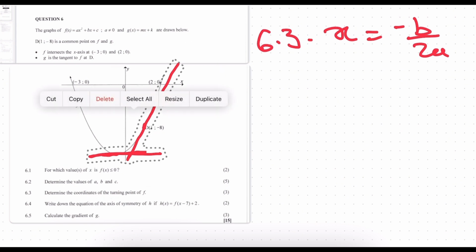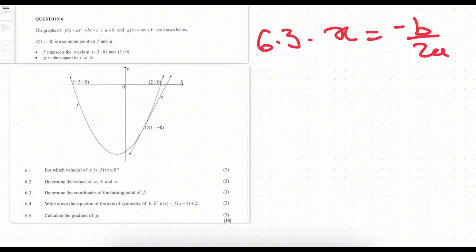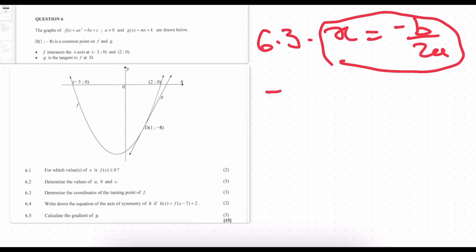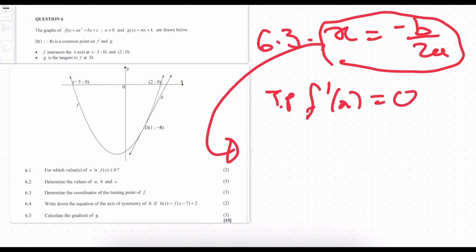So you can use either this method to determine the x value, remember the equation that we developed, or you can use the fact that at the turning point, your derivative, your gradient, is equal to 0. Let's solve it using this method first. This one is quicker. Minus b over 2a is the x at the turning point. That's how you determine the x value of the turning point, right?